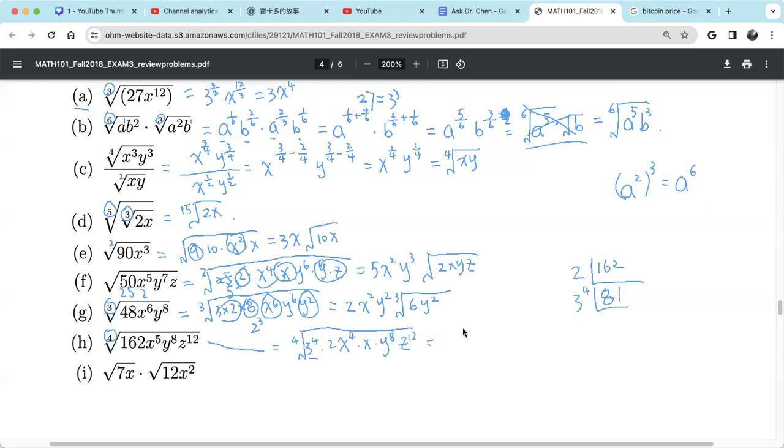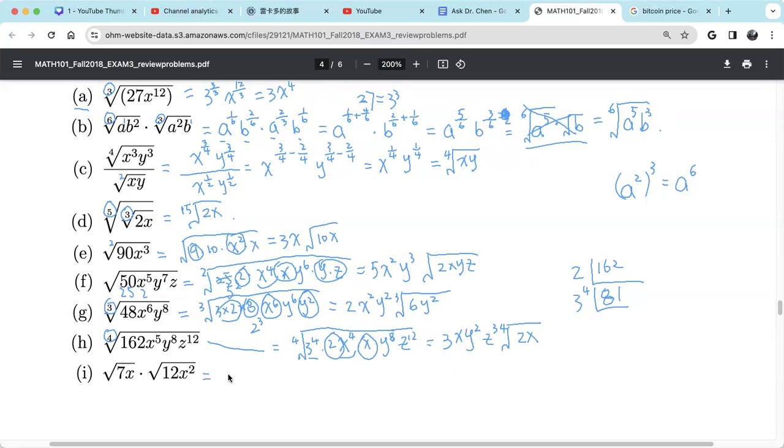Now 3 raised to 4, fourth root, just becomes 3. And x raised to 4, fourth root, becomes x. Y to the 8th power, fourth root, 8 divided by 4 is 2. Z to the power 12, 12 divided by 4 is 3. Then what's left under the fourth root? We have this 2, we have this x, just 2x. Just 2x left under the fourth root. So this one is simplified.